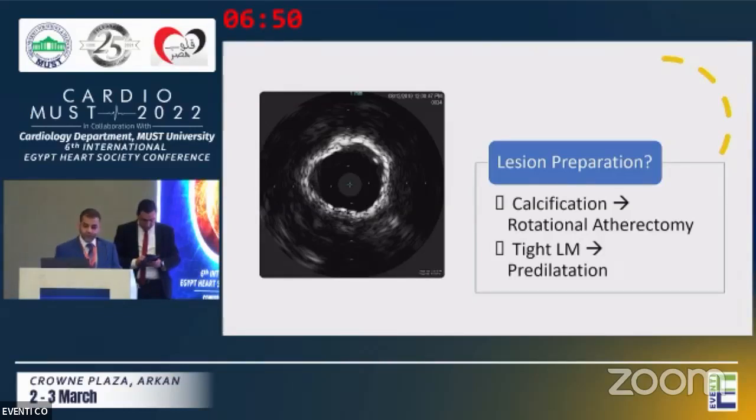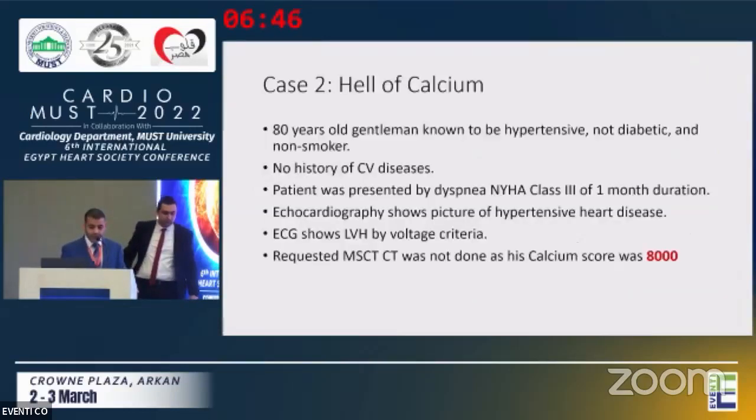The first, very important, is how about calcification? As we can see, this is a case of complete arc of calcium. This patient is an 80-year-old gentleman, known to be hypertensive, not diabetic, non-smoker. He presented with dyspnea, angina equivalent, NYHA class 3. Echo was almost normal, hypertensive heart disease. And I sent him for multi-slice CT, and I was surprised that I have a calcium score of 8,000. I never heard about this number, either before or after.